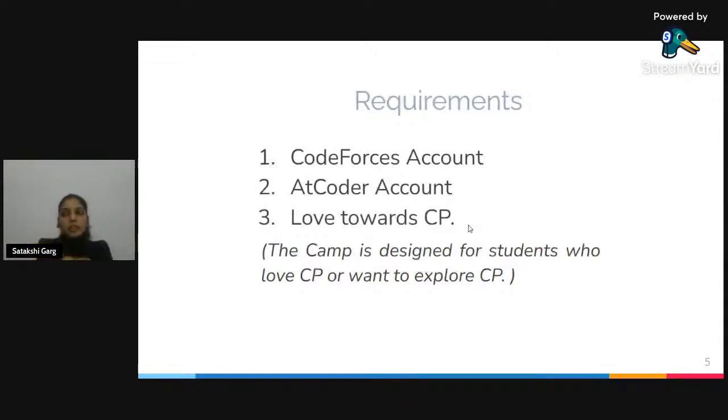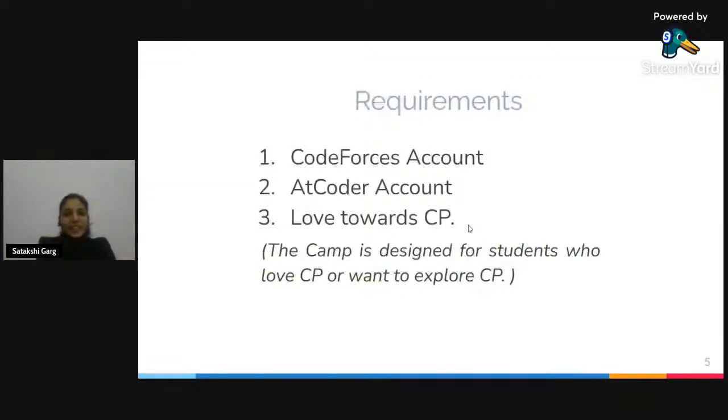But for me, I am here just because I love CP and I want to dedicate time towards it. So if you're someone who loves CP genuinely or wants to explore it, like you have never participated in it and want to try if it works for you, then it's a good way to start, because you'll have to dedicate 40 days and you'll get to know whether CP is something which is meant for you or not. So that is what CP is, right?